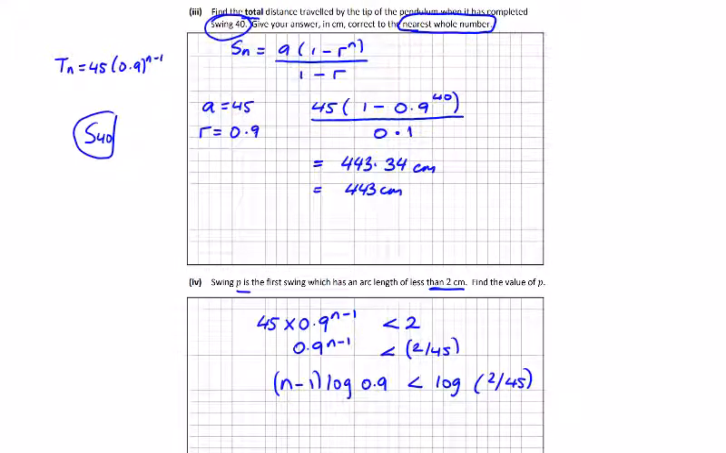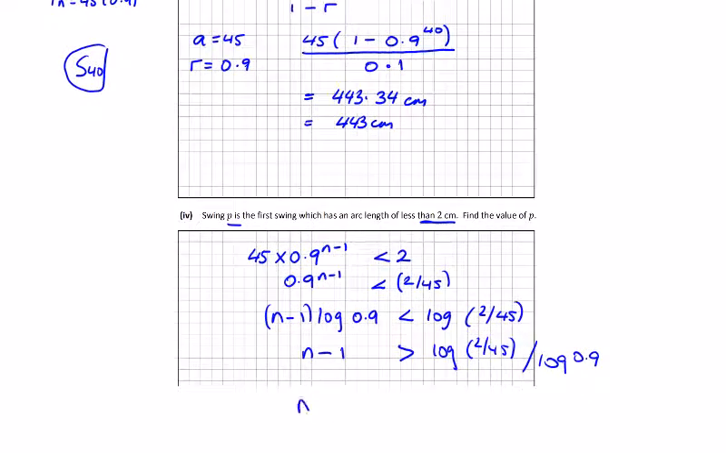Dividing by the log of 0.9 is dividing by a number less than 1, so it's going to reverse the symbol. So n minus 1 will have to be greater than the log of 2 over 45 divided by the log of 0.9. Using my calculator, n minus 1 will have to be greater than 29.55. So n has to be greater than 30.55, so n is equal to 31. If we try the two terms, we will get that that is the correct answer. If we put them back into our original, I'll let you try that on your own.